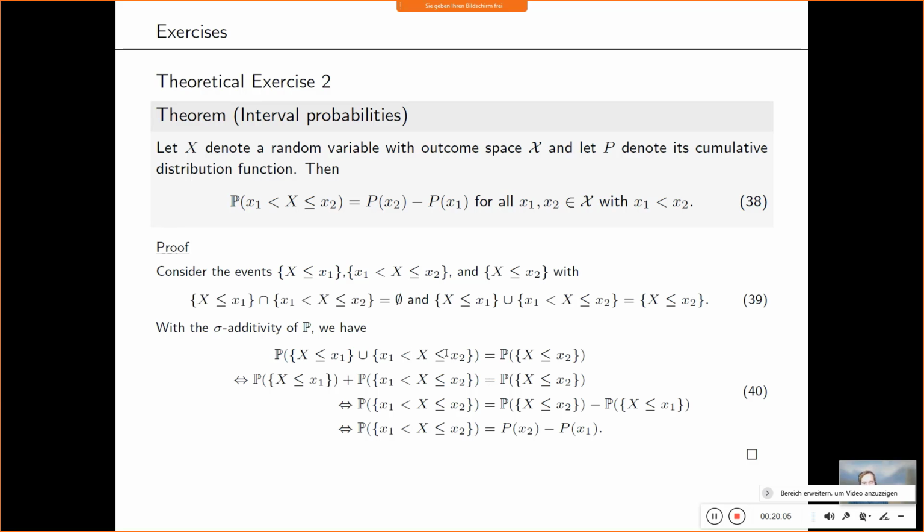That's why this works. Otherwise we would of course need to subtract the union, but again here we have a disjoint event, and then we can put the P(X ≤ x1) on the other side, and these are then just the definitions of the CDF. So we get that the probability of this event, this interval probability, corresponds to the difference in the CDFs: the CDF for x2 minus the CDF for x1. Questions regarding these interval probabilities?